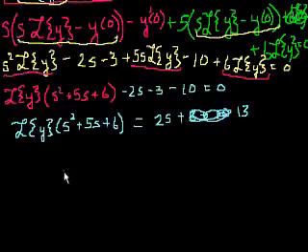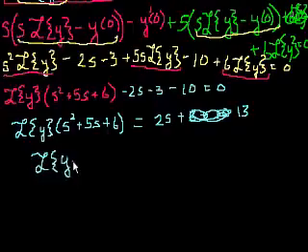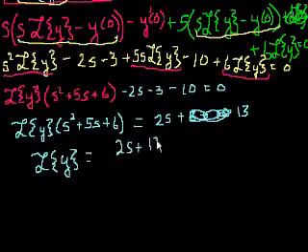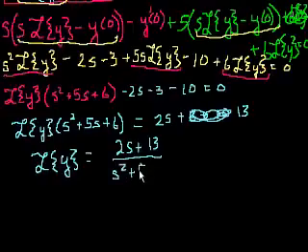Anyway, 2s plus 13. And now what can I do? Well, let's divide both sides by this s squared plus 5s plus 6. So I get the Laplace transform of y is equal to 2s plus 13 over s squared plus 5s plus 6. Now we're almost done. Everything here is just a little bit of algebra. So now we're almost done.